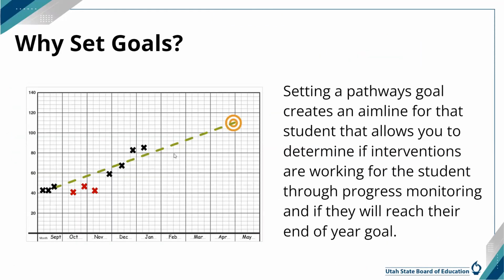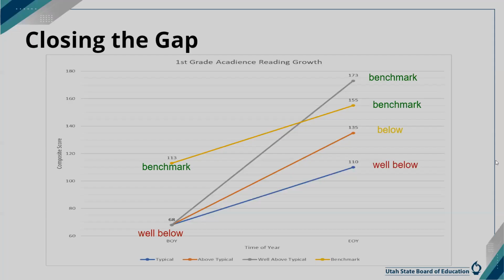So one of the important things, remember, is to set that goal. So that creates that aim line for looking at your interventions through progress monitoring. And it's really important that we're closing that gap for students. So we can see this student, the yellow line is a student at benchmark. The blue line is a student at well below benchmark.